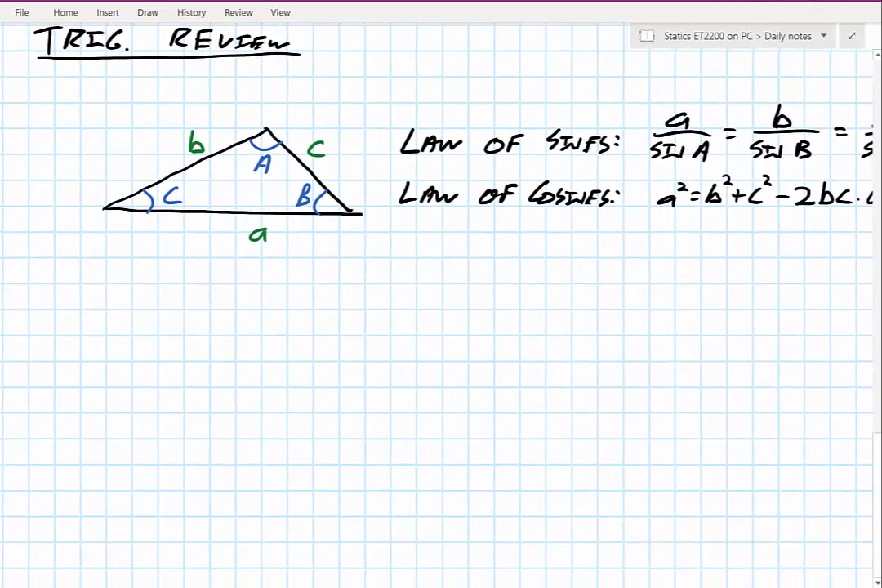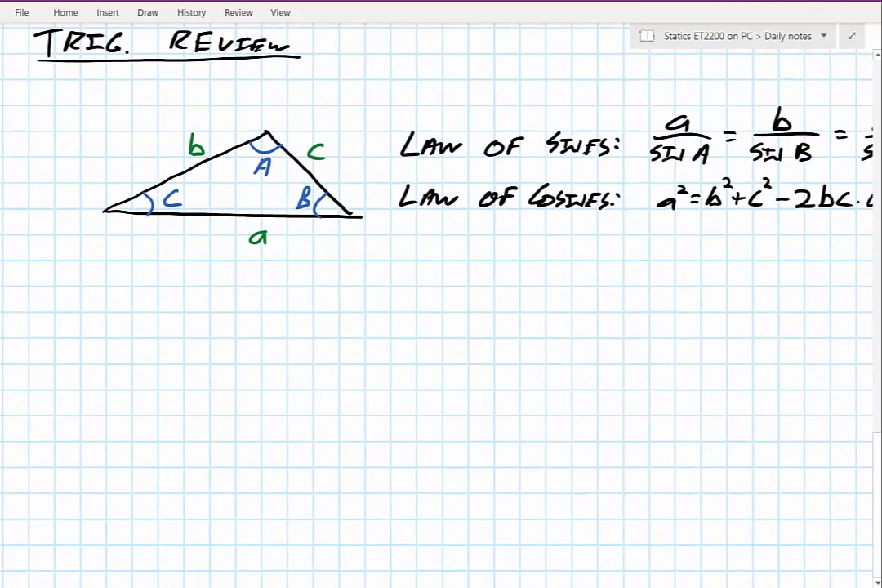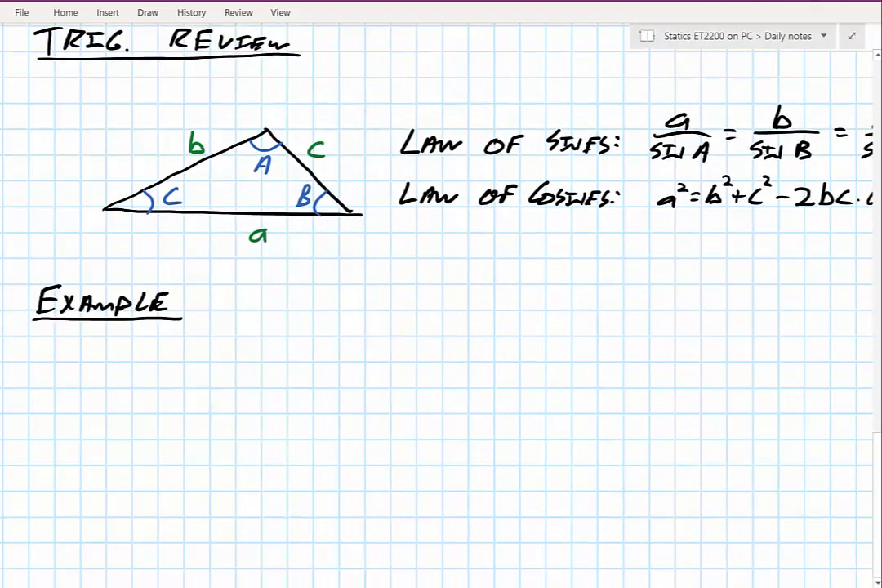Hopefully remember that. All right, let's take a look at one quick example. And this example is going to involve a stake being driven into the ground.